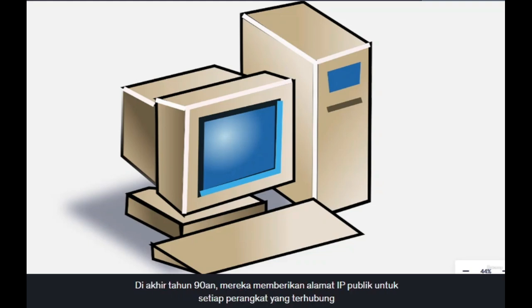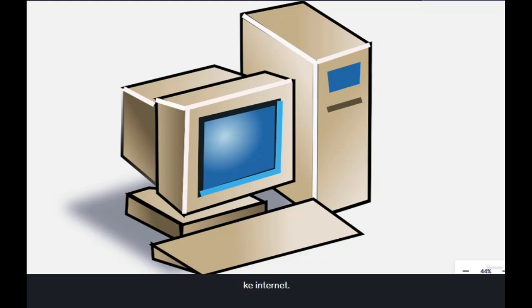Back in the late 90s, they were giving out public IP addresses for every single device that was connected to the internet. The problem with that approach is there's only so many public IP addresses. And these public IP addresses are broken down into class A, B, and C.